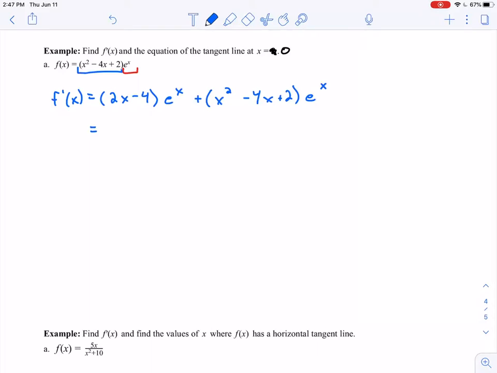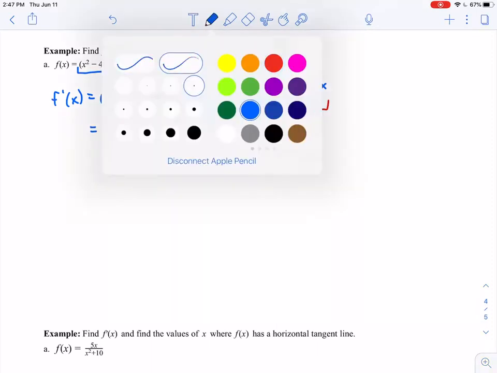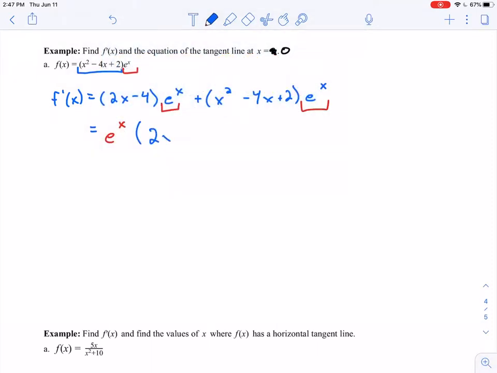We can clean this up here. I'm going to factor out this common factor of e to the x that I have. Let's factor that out and see what that leaves us with. That's going to leave us with 2x minus 4 plus x squared minus 4x plus 2. And then I can combine some like terms here. I've got e to the x times x squared minus 2x minus 2. I think that's a whole lot easier for us to be working with. So this is my derivative, f prime of x. I've done this part. I found f prime of x.